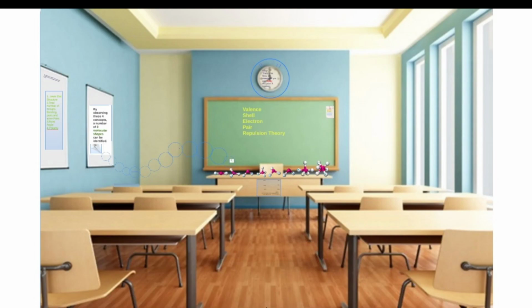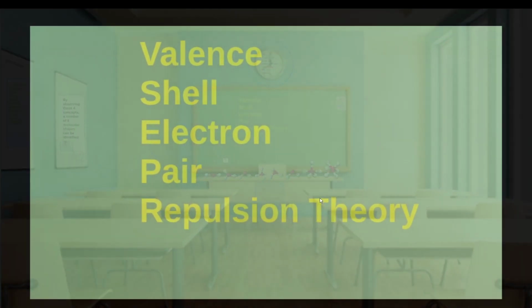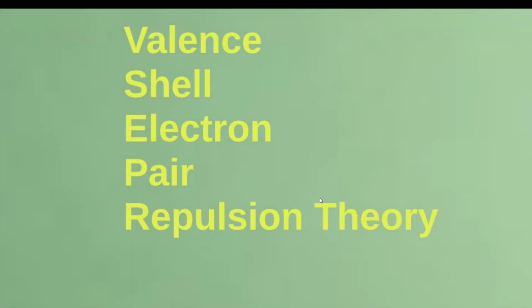Hello, lazy chemists, and welcome to today's lecture where we are going to be talking about bond angles or molecular shapes. And we're going to be talking about that using the concept of valence shell electron repulsion theory. Okay, so this is the main topic that we're going to have for today.